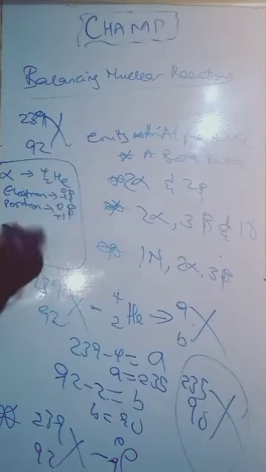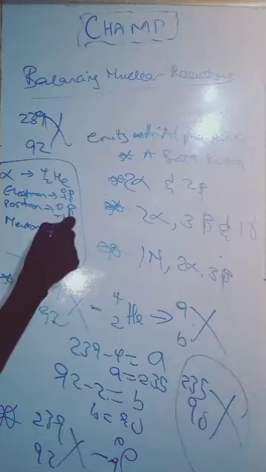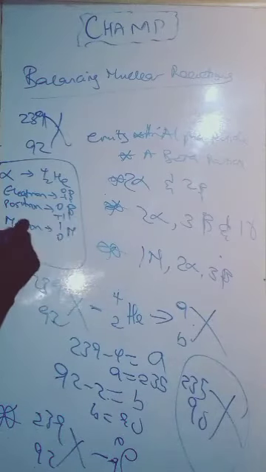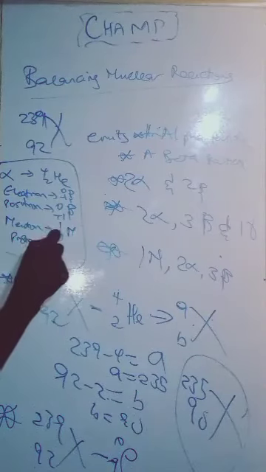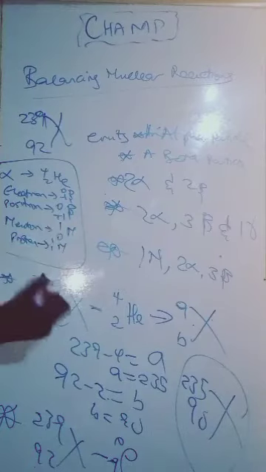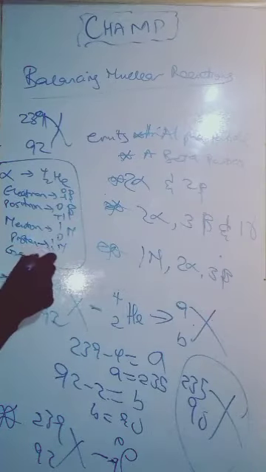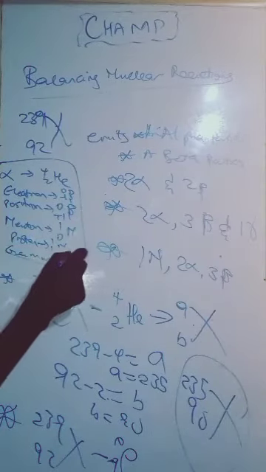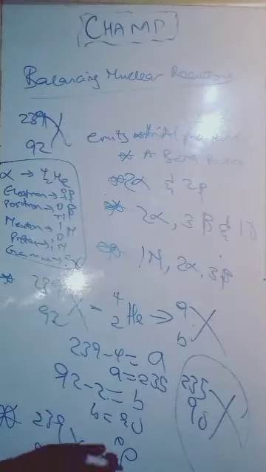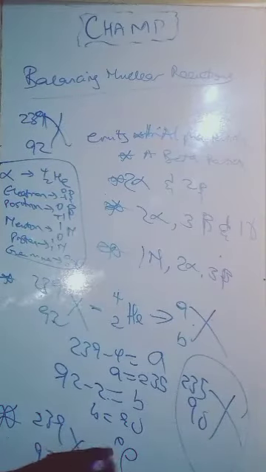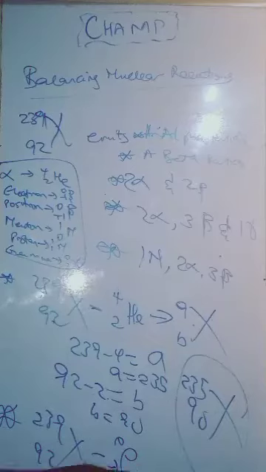Then you have neutron, 1, 0, and proton, 1, 1. Then the last one, gamma, is 0, 0. Do you have it? Do you get it now?